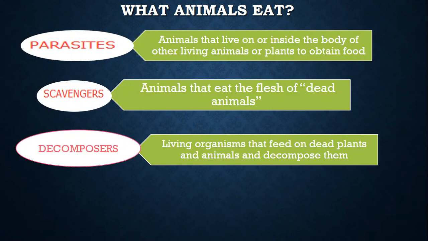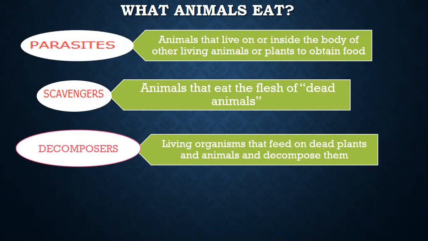Now next we come to scavengers. Scavengers are the animals that eat the flesh of dead animals. Some animals and birds like jackals, hyenas, and vultures are examples of scavengers. They are also famous because they keep the earth clean.